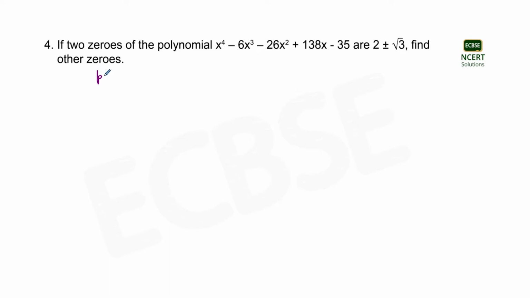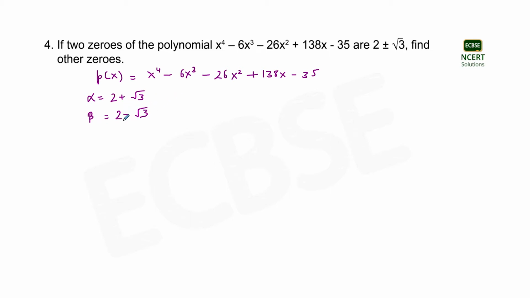So let us take the polynomial p(x) given in this question, whose value is equal to x^4 - 6x^3 - 26x^2 + 138x - 35. Also, two zeros have been given for this polynomial, whose values are 2 ± √3. Let these two zeros be denoted by alpha and beta, where alpha is equal to 2 + √3 and beta is equal to 2 - √3.